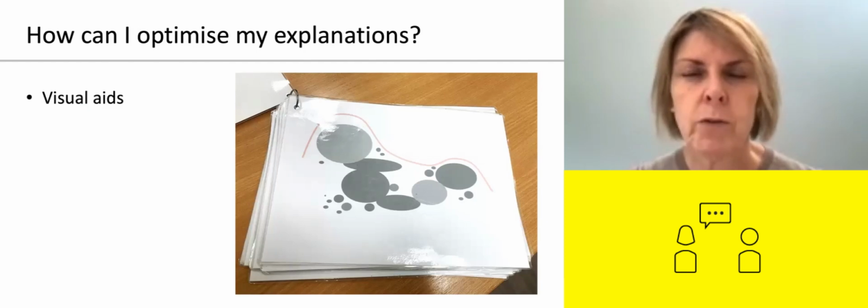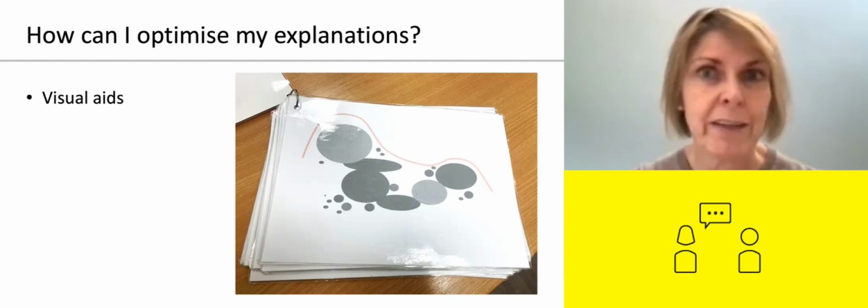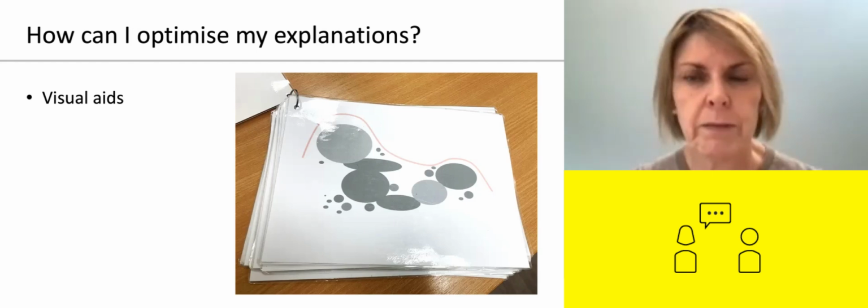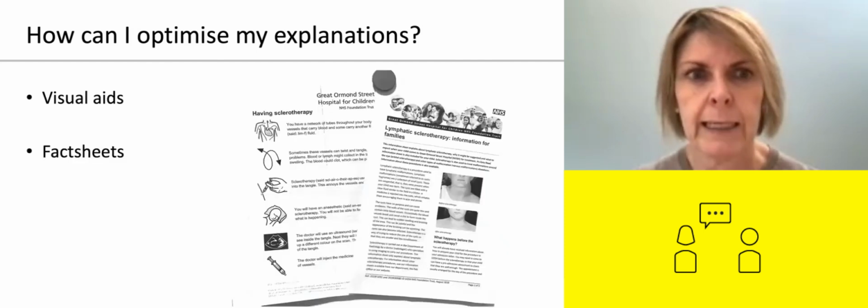You can optimize your explanations too. Think about using visual aids such as these to reinforce your message and make it simpler. Pictures always engage the child in the room and will grab their attention. This is an example of a schematic I use to explain what a lymphatic malformation might look like. And parents find that this simplifies the conversation for them too. These are just some laminated sheets that I bring with me to the clinic.